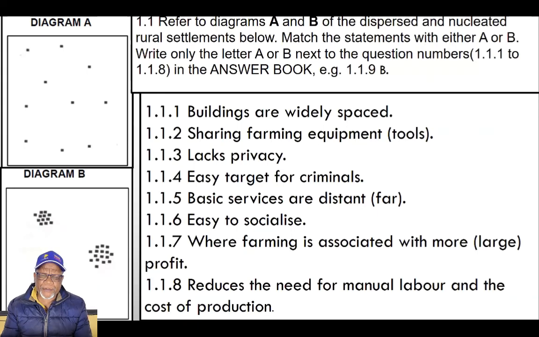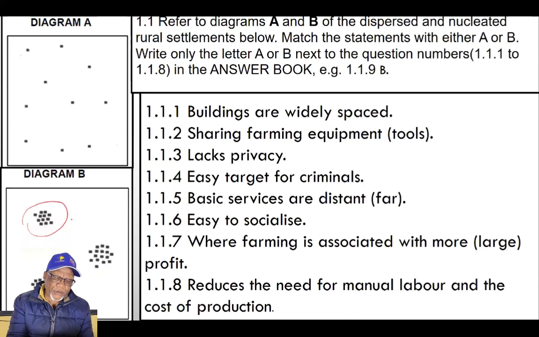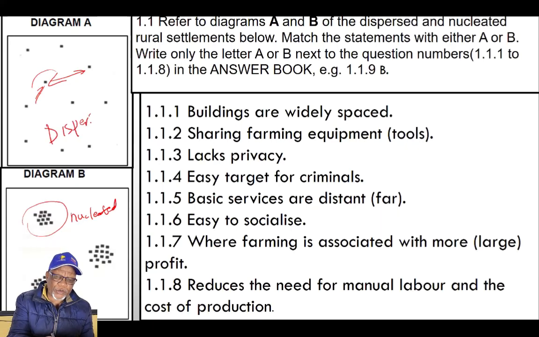Now let's look at the activities here. The question says refer to diagram A and B of the dispersed and nucleated rural settlement. So one of the patterns of settlement is what we call nucleated and dispersed. When you're looking at this one, you're saying the settlements here are close to each other. So this is what you call nucleated. And you see the settlements here, they are very dispersed. They are very far from each other. This is what we call dispersed pattern.